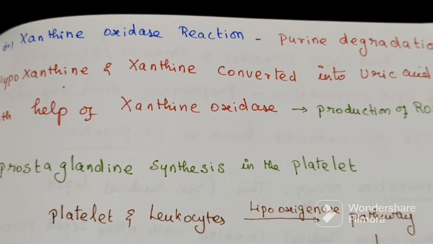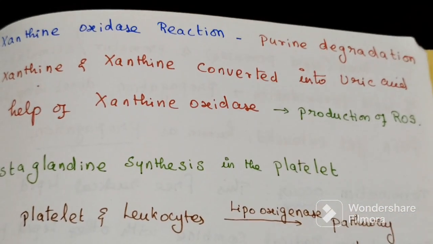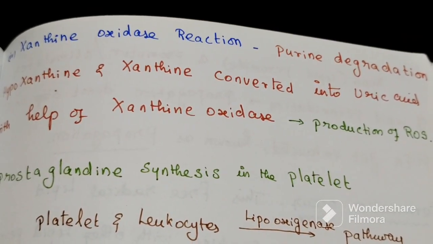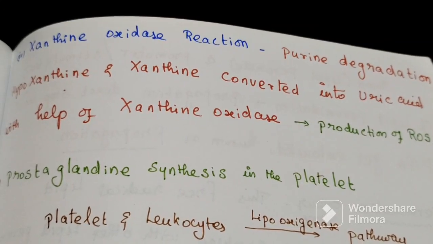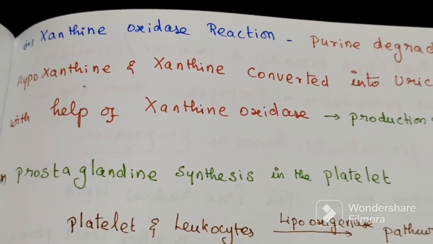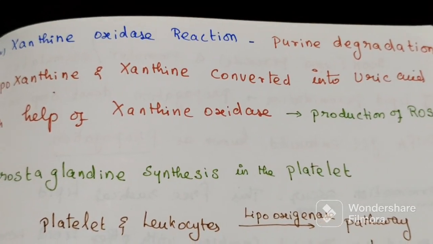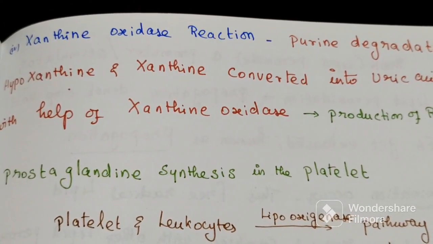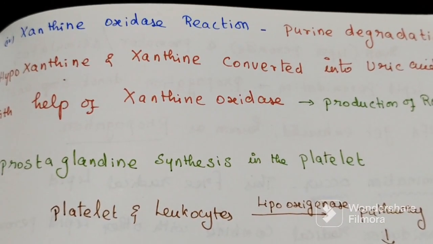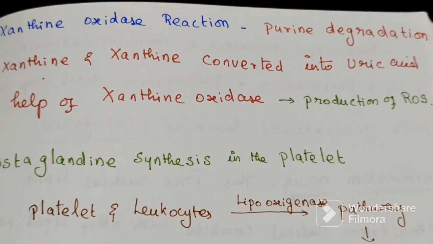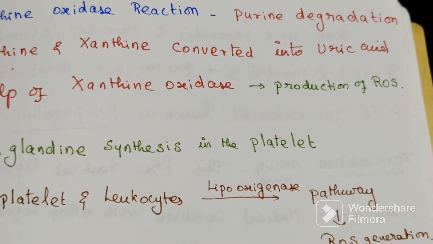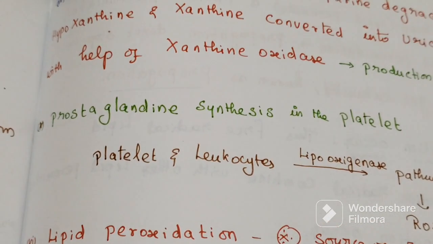In this reaction, there is production of reactive oxygen species. So in the xanthine oxidase reaction, purine degradation, hypoxanthine and xanthine are converted into uric acid with the help of xanthine oxidase. Here there is production of ROS, reactive oxygen species.